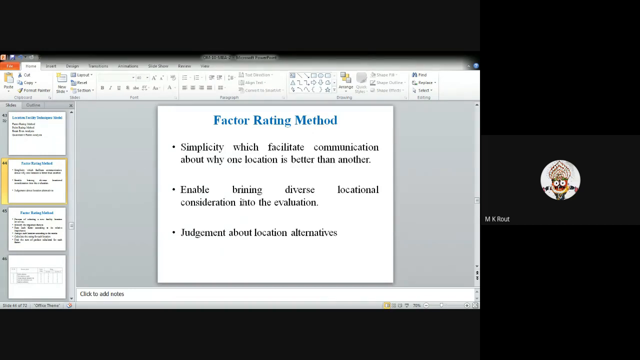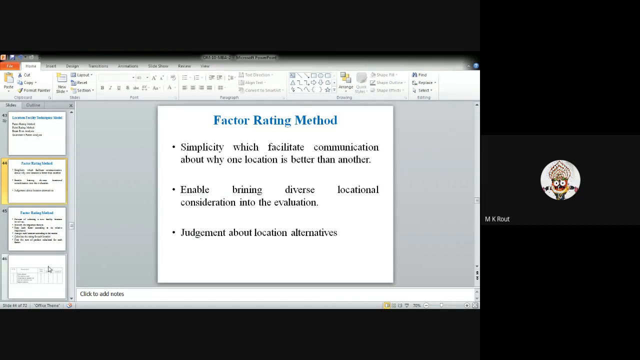And the next is that, from the company side, they provide judgment about the location alternatives. That is why they basically use the factor rating method. These factors are rated by the company. With the help of judgmental analysis, they can easily rate the locations, and if the location rating is on the very high side, then they go for establishing their project, or implementing their new location project for expansion from the existing one to the new location.